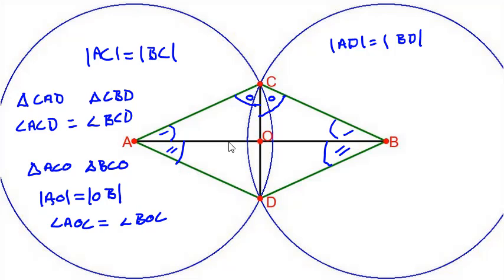Since these two line segments are the same length, and these two angles being the same must be 90 degrees, we have that the line COD is the perpendicular bisector of the line segment AB.